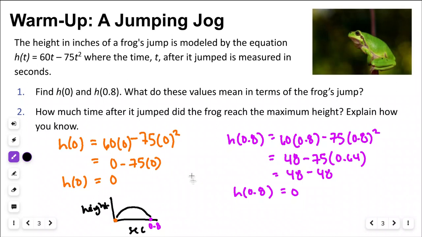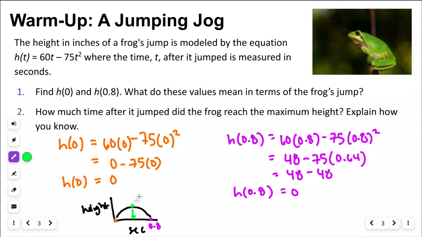So if I'm asking you what time is the frog at the maximum height, think about what we know about graphs of parabolas. Where would the maximum height be? Well, in this graph, the maximum height is our vertex. We said our vertex is our highest or lowest point, and because of the way frogs jump, right, it's going to start by increasing, then decreasing. Our vertex would be right here. And there's something else we've learned about the vertex. We have learned the vertex is always in the middle of your x-intercepts. And that's what this 0 and 0.8 is.